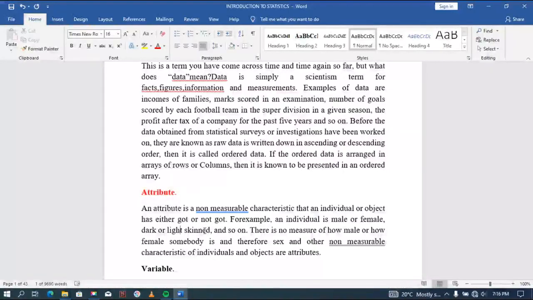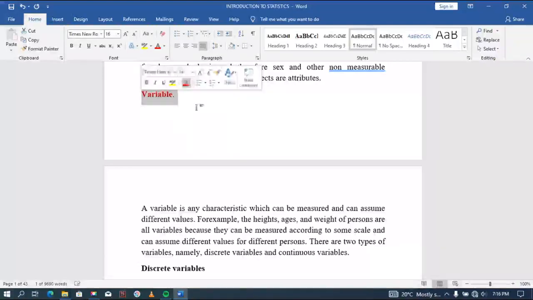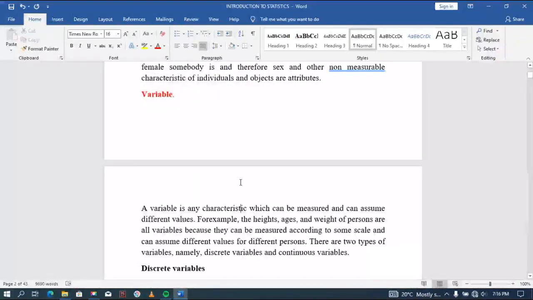Then another term is a variable. When we talk about a variable, it is the opposite of an attribute. These are characteristics that can be measured, and they assume different values. An example of a variable can be heights or ages or weights of a person. You can determine the height of an individual, the age of an individual.